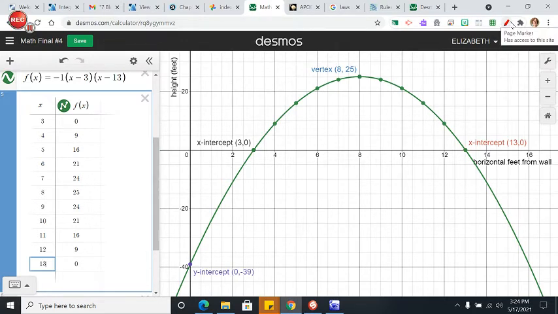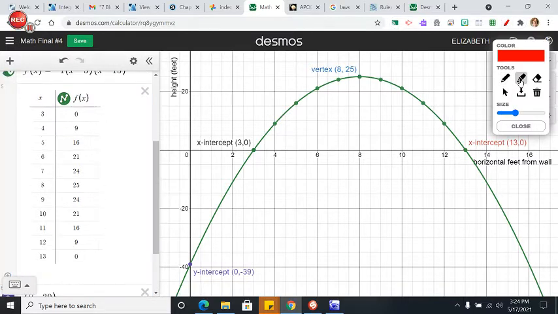Domain is just all your x values that make sense in terms of this problem. So I just listed, I'm going to use the marker here and I'm going to highlight this. These values are my domain. There they are in the table, and here they are on the graph. That is the domain.